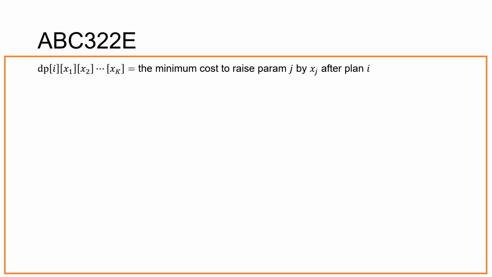So we define DP of i, x1, x2, ..., xk as the minimum cost to raise parameter j by xj after plan i. In general, we can't define too many variables because of the size of DP, but in this case, it's affordable. That's because n, k, and p are all small.